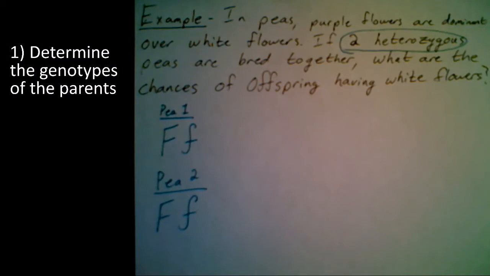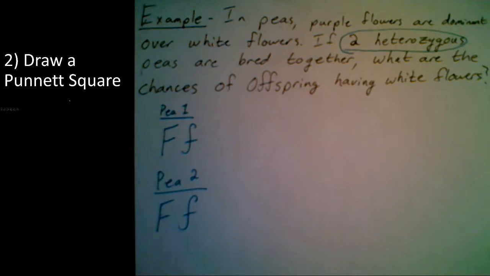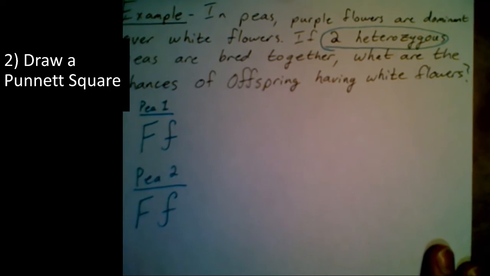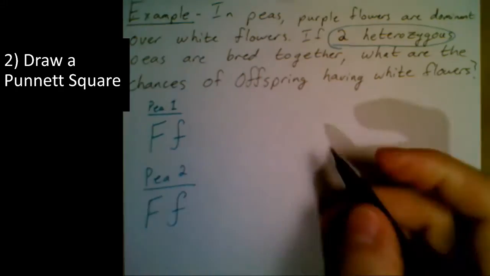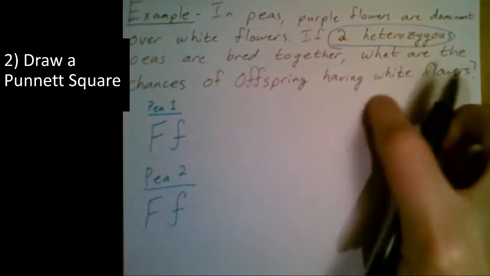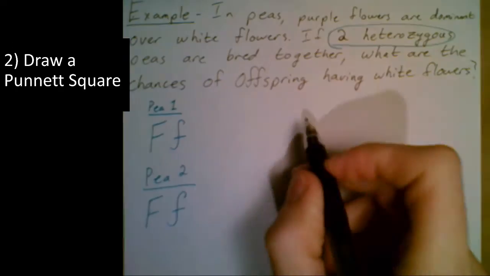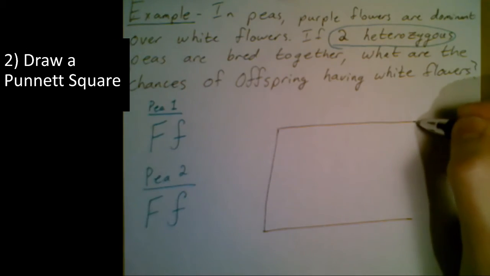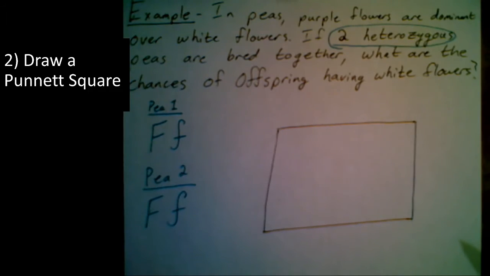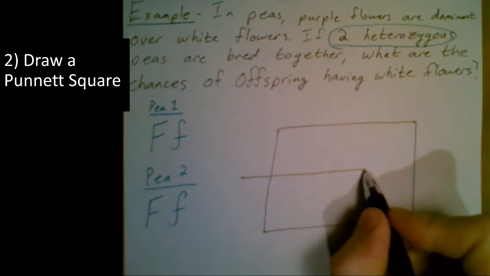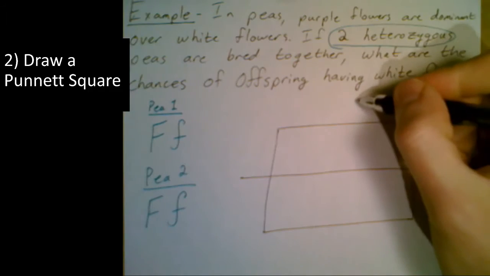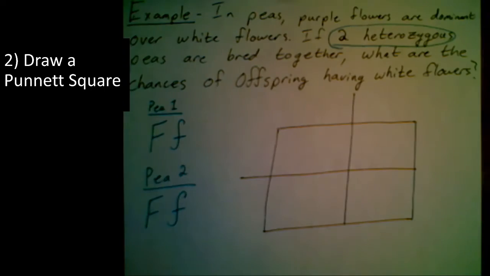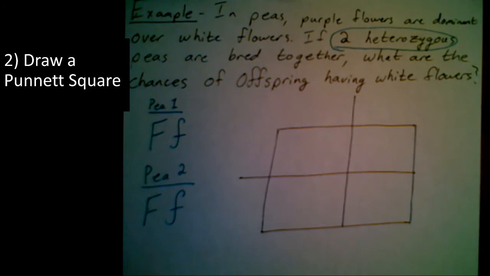So our next step is to draw a Punnett square. A Punnett square is literally just a big square. What we're going to do is leave a little bit of room to write at the top and room to write on this side. Make a large square. Now this square we're going to cut in half horizontally, cut in half vertically. And that is what a Punnett square looks like.